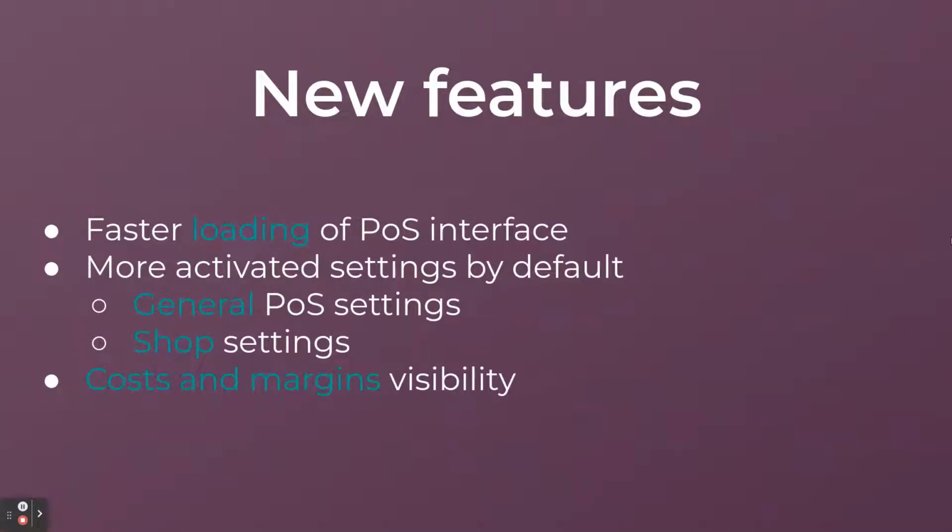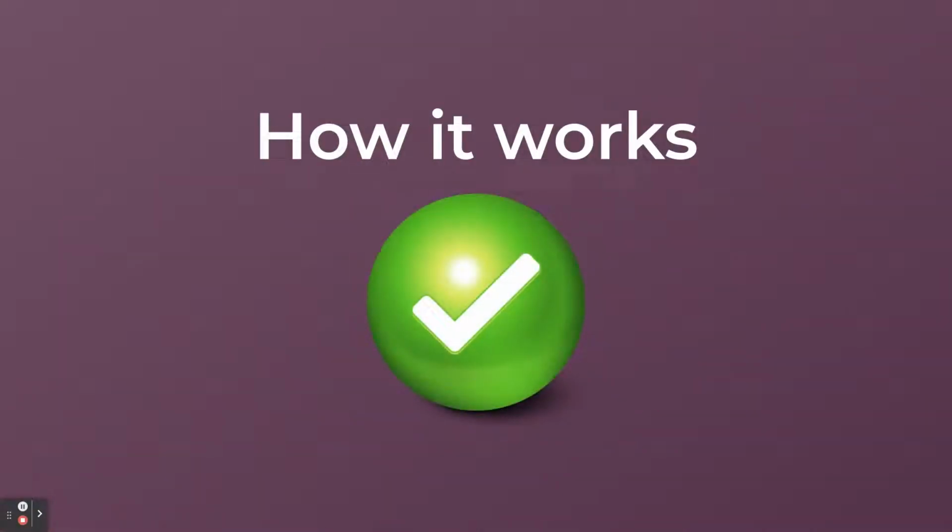First of all, we can see that the point of sale interface is loading faster than before. Then we are going to check how some settings are now activated by default in the general point of sale settings and in the specific shop settings. And finally, we are going to see how we are now able to hide costs and margins on the product information from classic users of the point of sale, and to be able to show it only to managers of point of sale. So what I propose is to see directly in Odoo how it's shown and how it works.